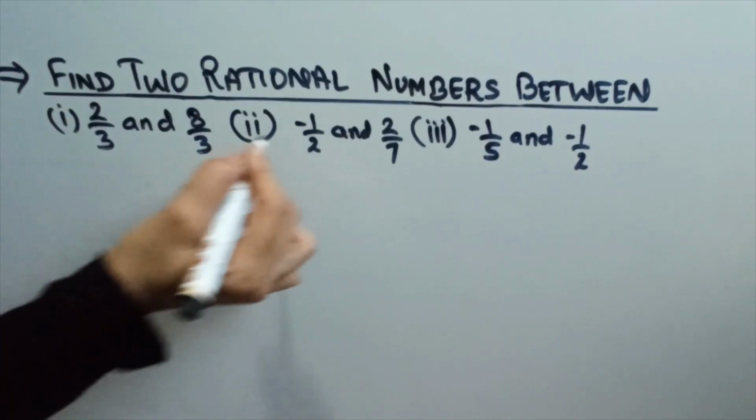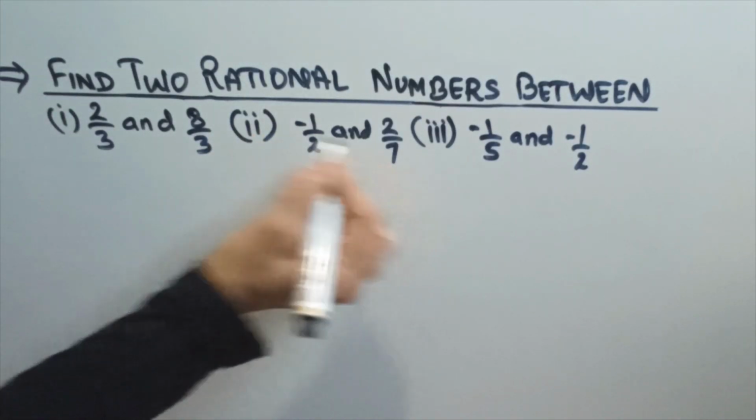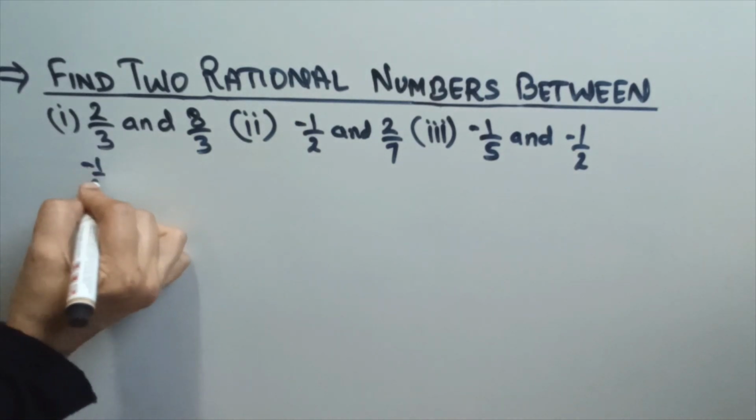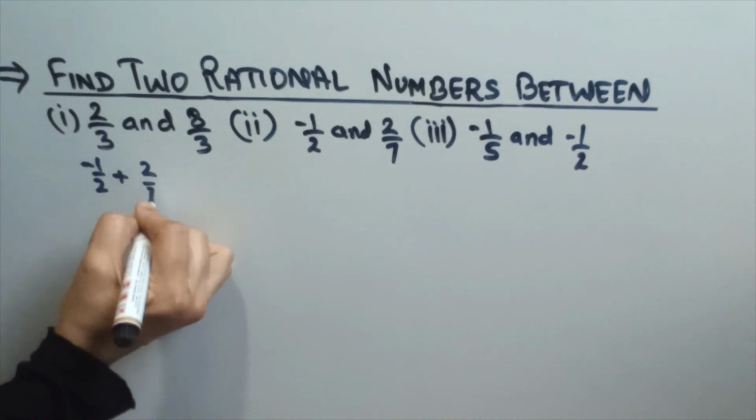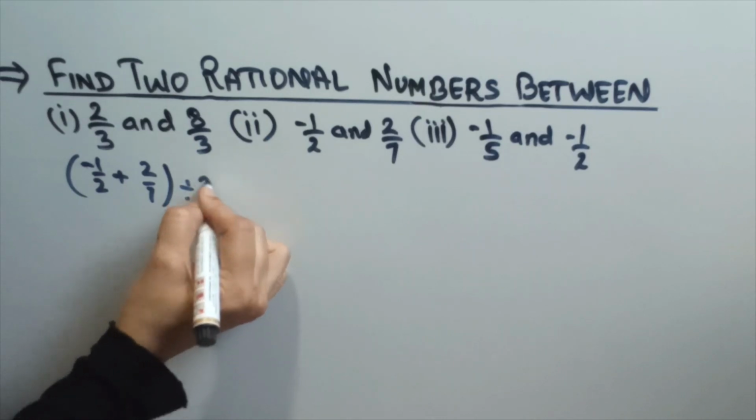Now we'll solve the second one. Minus 1 by 2, 2 by 7. Again we will add and divide by 2.